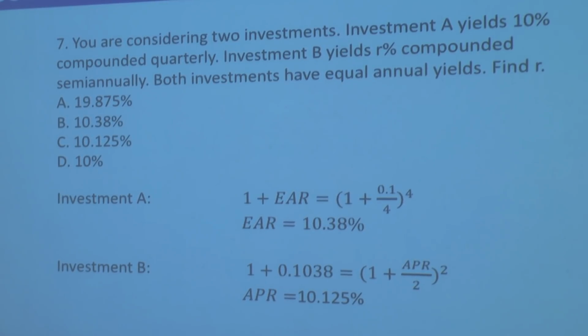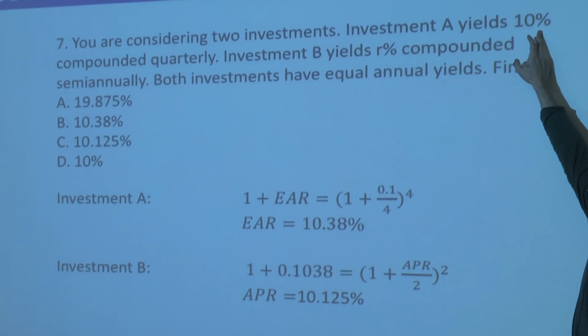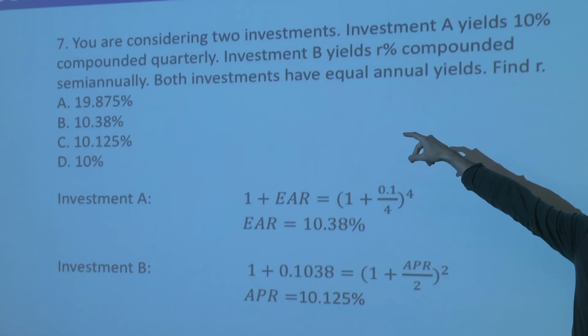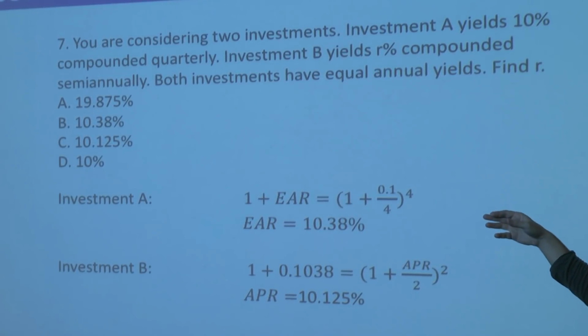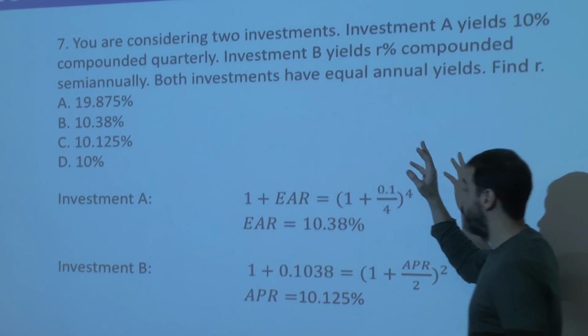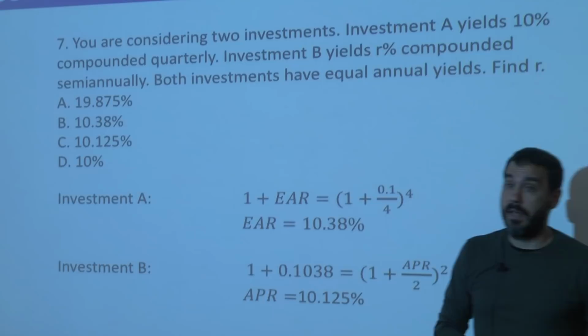So the steps are: I know that investment A has a certain APR, 10% in this case, and I know the compounding period, quarterly, so 4 compounding periods per year. And I know that investment B has the same EAR as investment A.